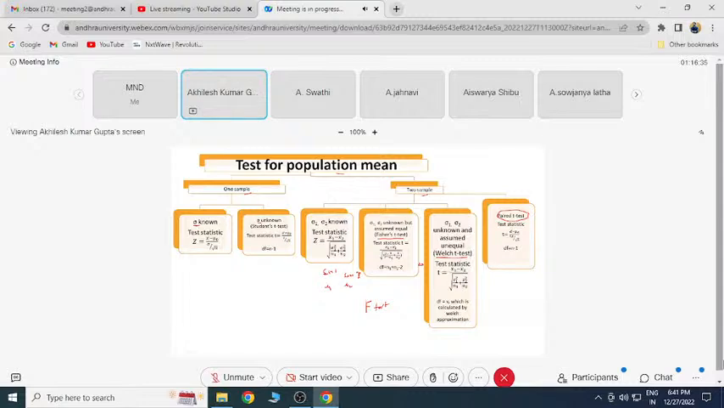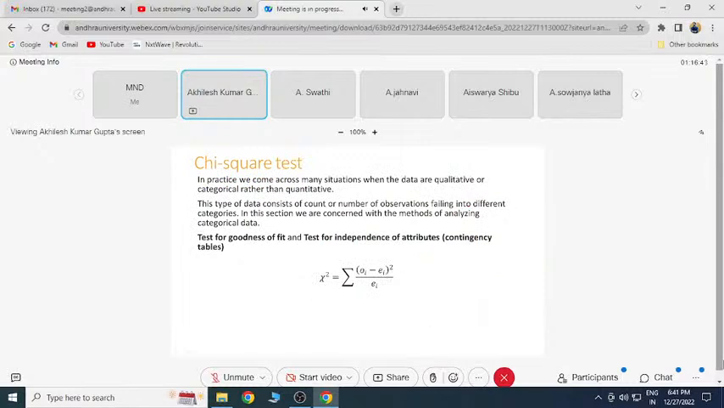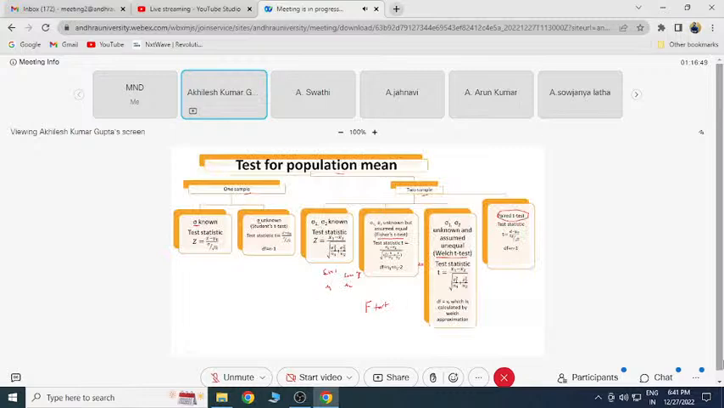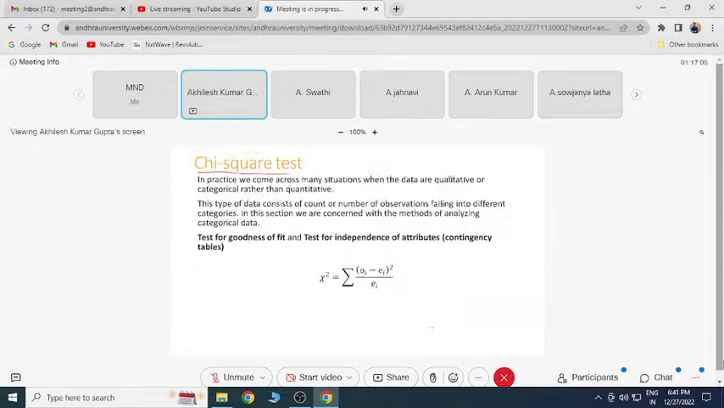So this is the basic understanding of population mean testing and population variance testing. Then another one is your chi-square test. These two tests, population mean and variance, are for your quantitative data. You will have continuous quantitative data, like let's say height, weight. There you apply the mean test or variance test. But when you have categorical data, when you have frequency data, there you have to apply the chi-square test.